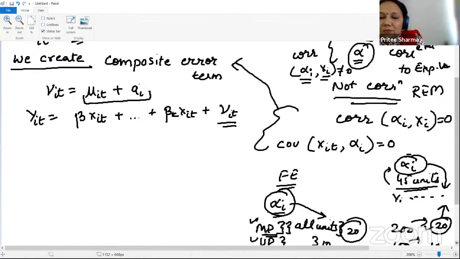Ma'am, I have a question. In this composite error term, you have included the whole intercept term, right? Yes, alpha I. So don't we just include the error component of the intercept term? Yeah, we are going to do that. We will talk about that. Okay, let me just clarify that here itself.